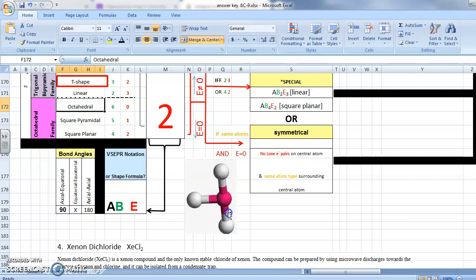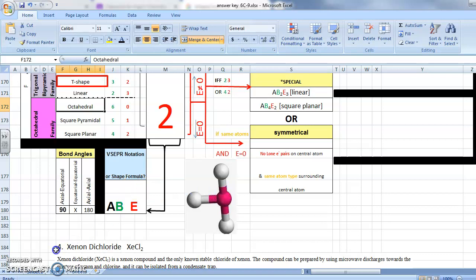Axial atom, axial atom. The equatorial atoms would have been here coming into the back, and then one coming out this way. But instead of having the atoms out there as they would in the trigonal bipyramidal, instead we have a lone pair of electrons going in and a lone pair of electrons coming out right here. That is the shape of this molecule.